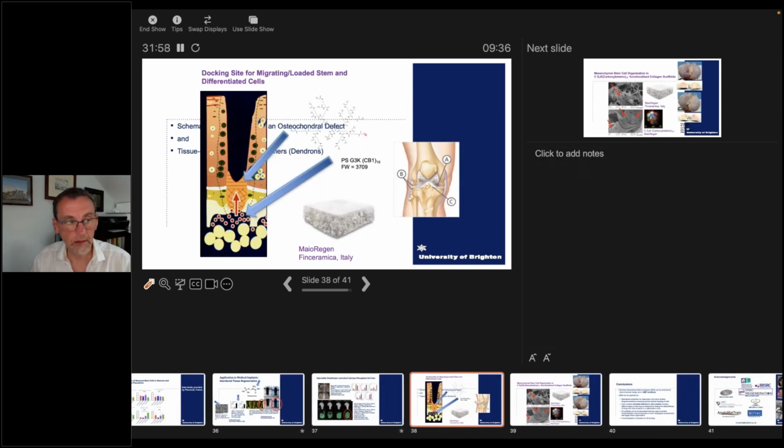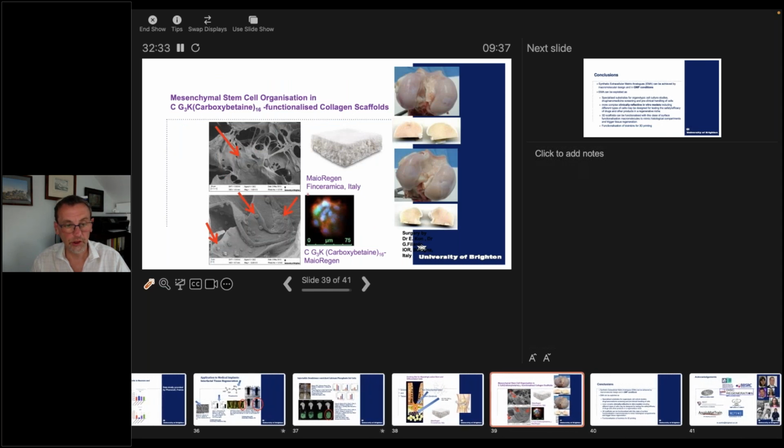Last but not least, we looked at the opportunity to use PhenoDrive to functionalize the porosity of collagen scaffolds. Here there is a commercially available product used for osteochondral defect regeneration by Finceramica, Italy, whereby one layer of collagen is mineralized, the other layer is non-mineralized. We looked at the functionalization of these materials with PhenoDrive, and you can appreciate the difference.